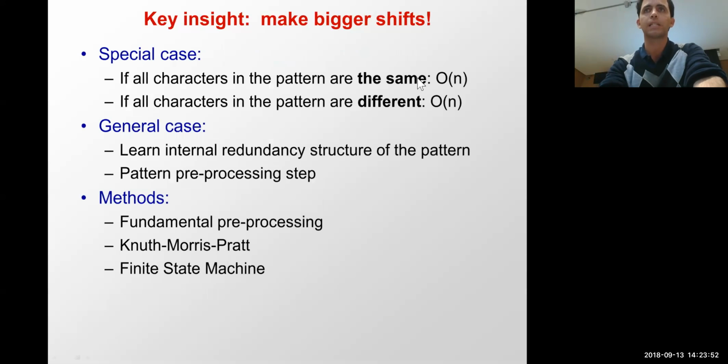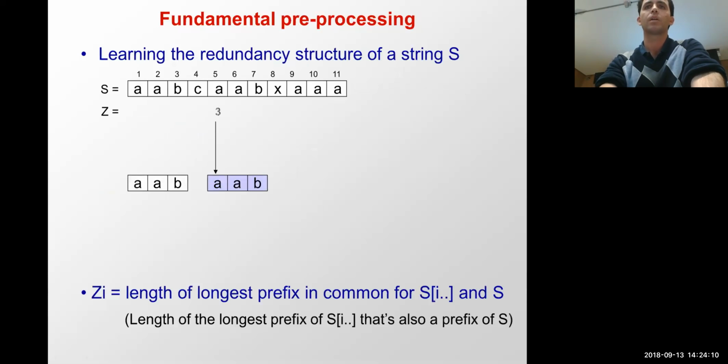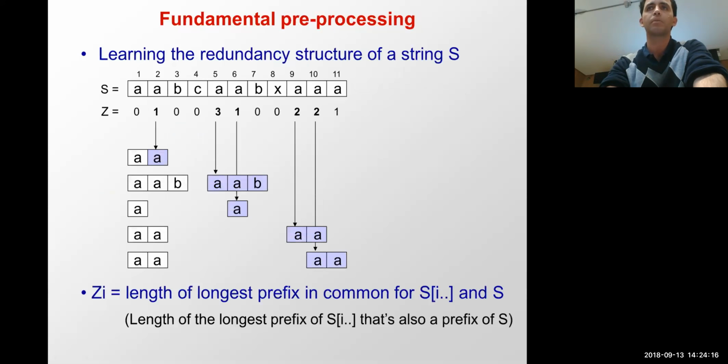The key intuition is that in the special case where everything is the same, I can be linear. In the special case where everything is different, I can be linear. And if I can just figure out how to extract the internal redundancy pattern of my pattern, then I can just be linear all the time. Okay? Here's the key idea. We're going to learn the internal redundancy pattern of my string by calculating a vector, Z_i, which at every position i tells me the internal redundancy of S at position i.